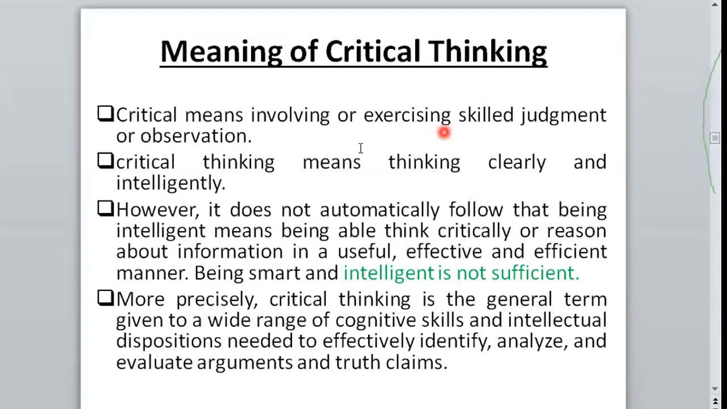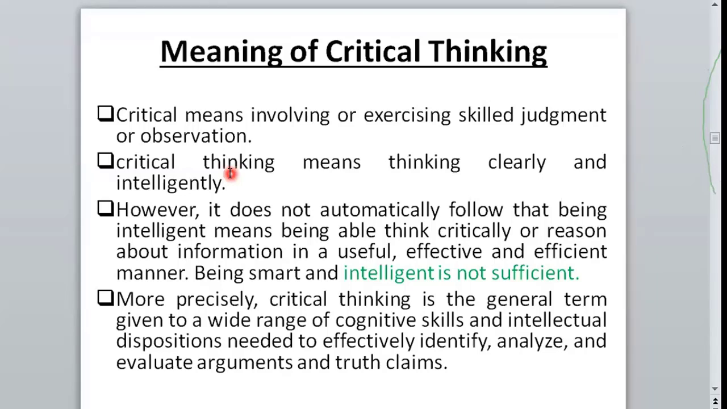As we have said earlier, critical thinking involves exercising skilled judgment or observation. In critical thinking, observation even must be systematic. If it is rough, it will not give us the kind of fact or information that is adequate. So not only the judgment, even the observation must be systematic.